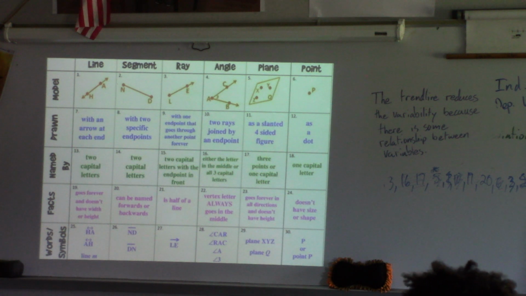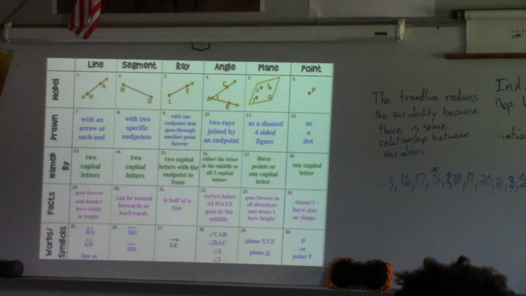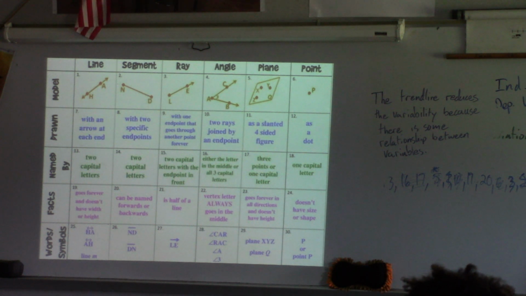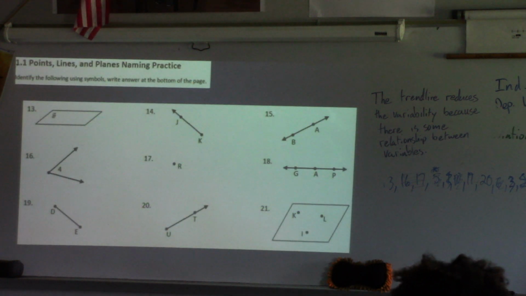We all good with that? Ready to move forward? Okay. Do you have any questions off of this or the homework? Number 9 on the homework only has one letter, but it's a line.